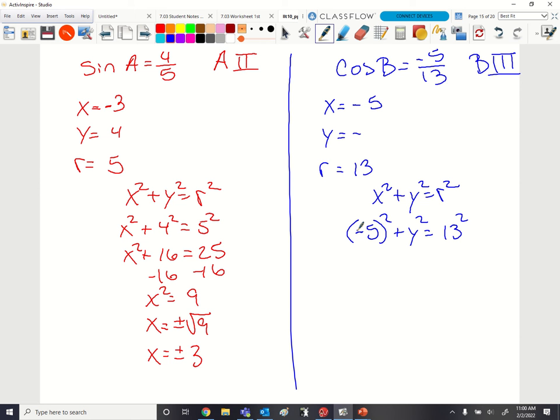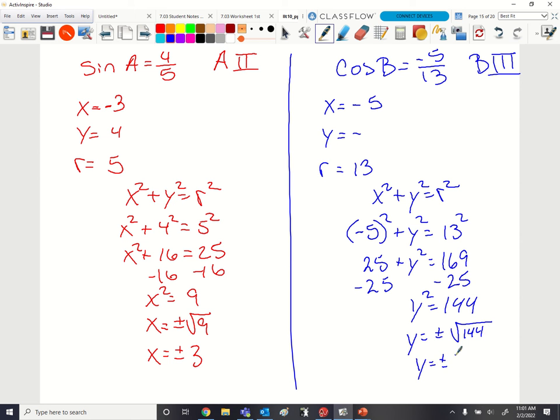Now we're going to get 25 plus y squared equals 169. I'm trying to get the y squared by itself, so I need to subtract 25 from both sides. So y squared is equal to 144. And we have to square root both sides. So y equals plus or minus the square root of 144. So y is plus or minus 12.